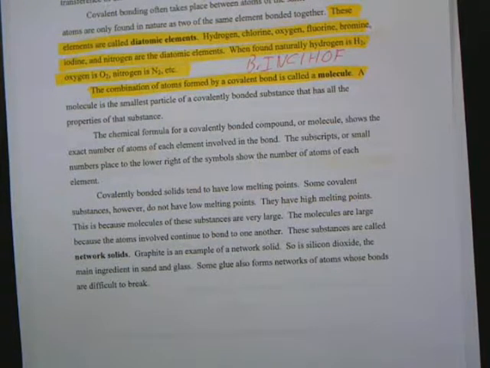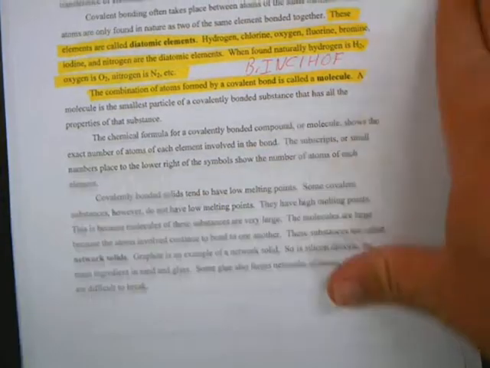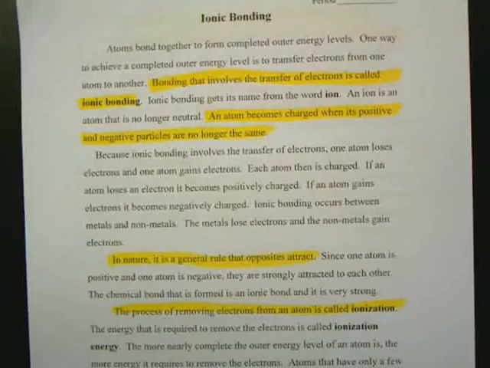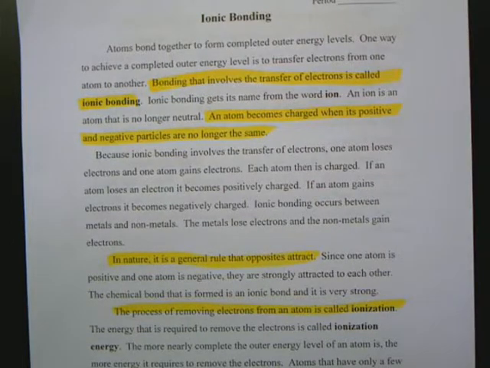Now, the combination of atoms that are formed by a covalent bond is called a molecule. That's the next thing you need to know. And for this page, that is all you need for the test. Okay, under ionic bonding, you need to know that bonding that involves the transfer of electrons is called ionic bonding.